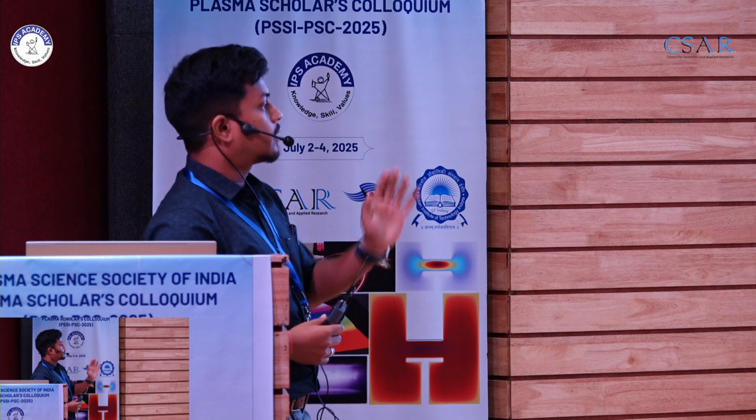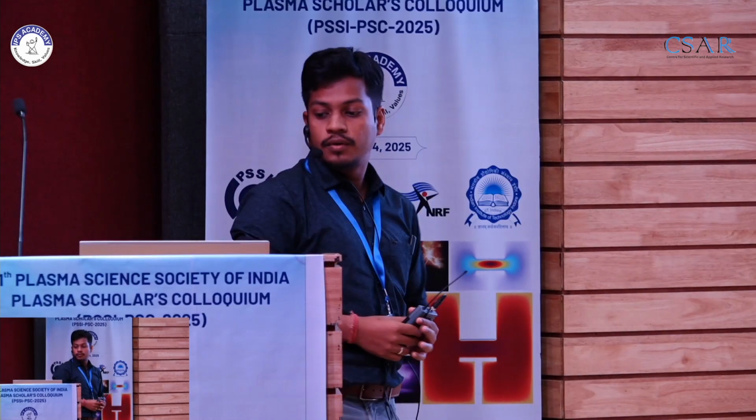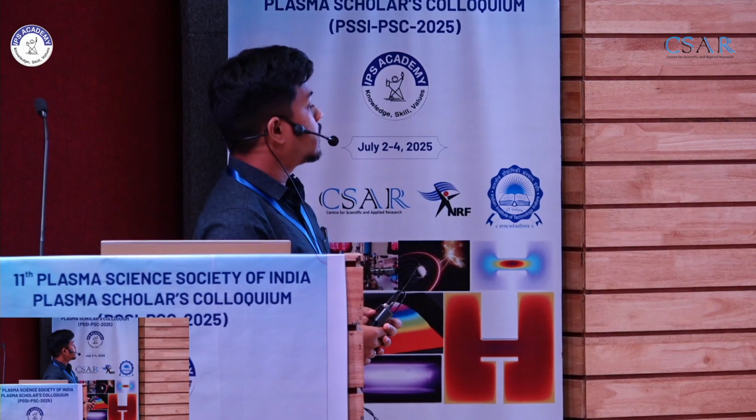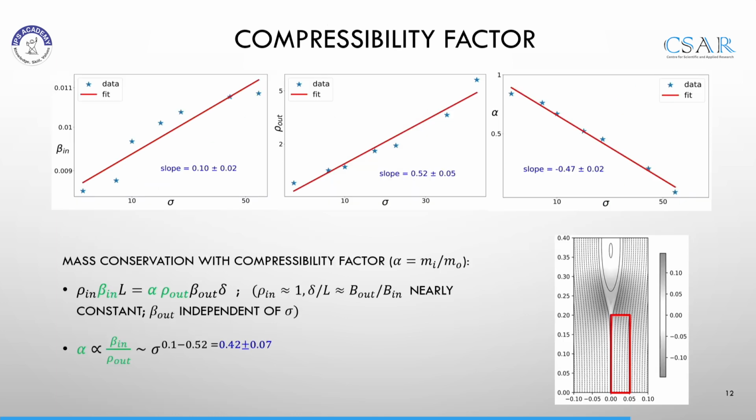Similarly, Lyubarsky predicted an outflow scaling of U_out proportional to sigma^0.5, and he assumed incompressibility and hot outflow. Again, the green line is the predicted one, and the red line is what we obtained. So what we obtained is a weaker scaling than what was predicted. So we investigated why that was happening. For that, we take the compressibility factor. We have the mass conservation equation, and we add a compressibility factor to it, which is the ratio of the inflow mass to the outflow mass.